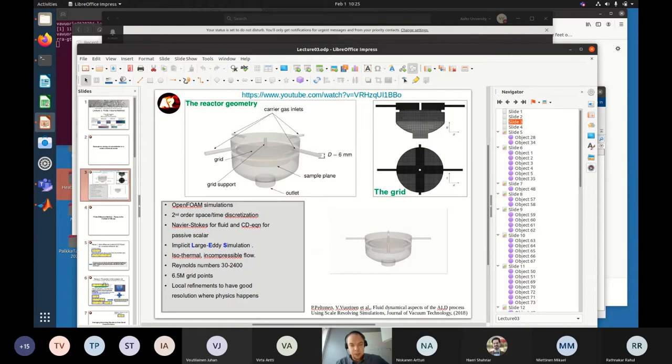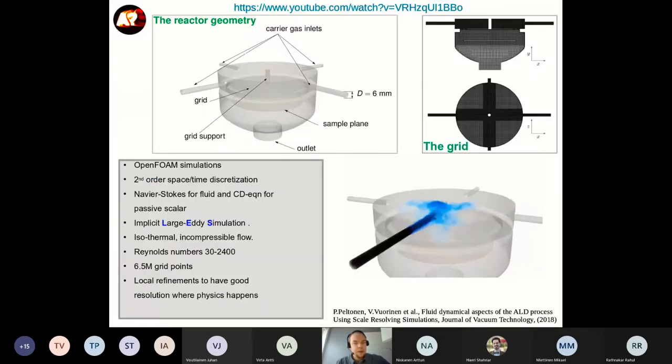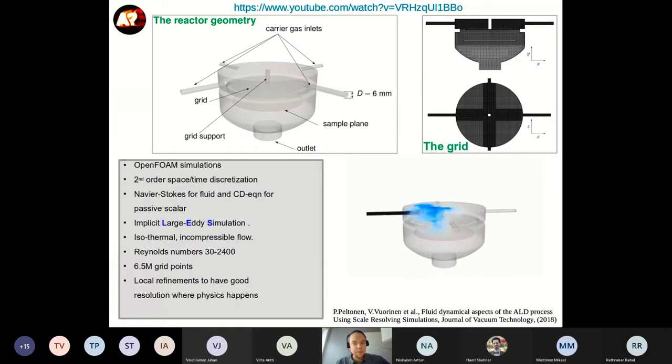You have certain Reynolds numbers for this flow, and actually the one that you saw was quite a high Reynolds number, a few thousand, because it's turbulent. We also studied laminar cases. Right, any questions about this case?